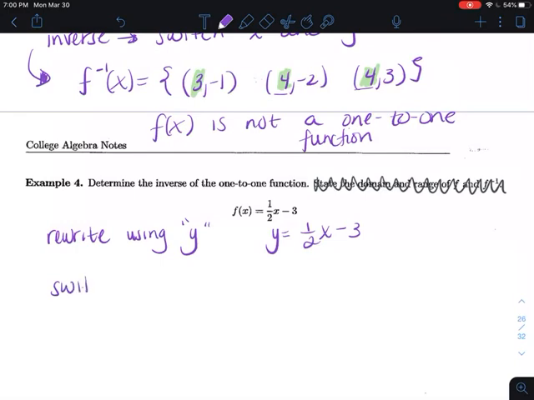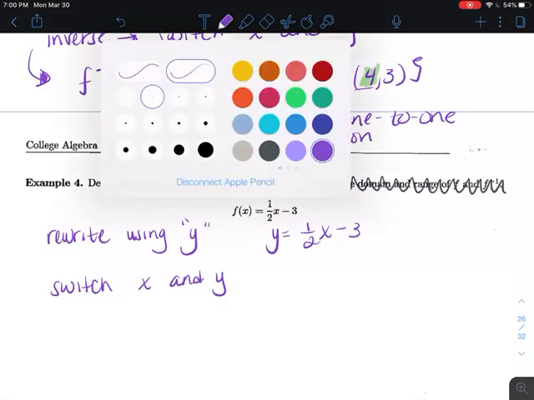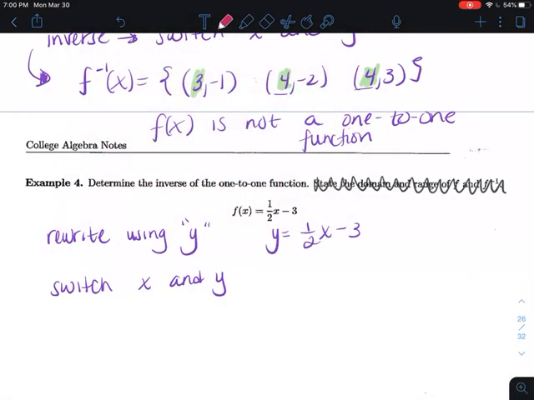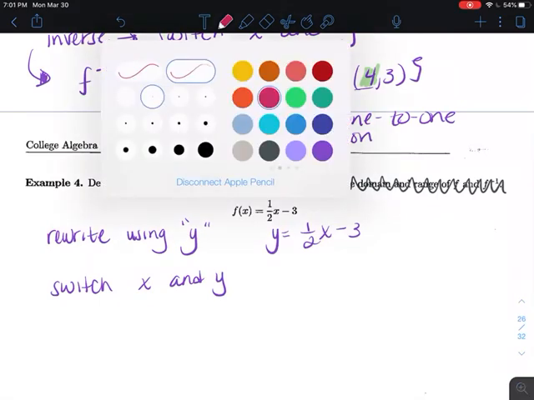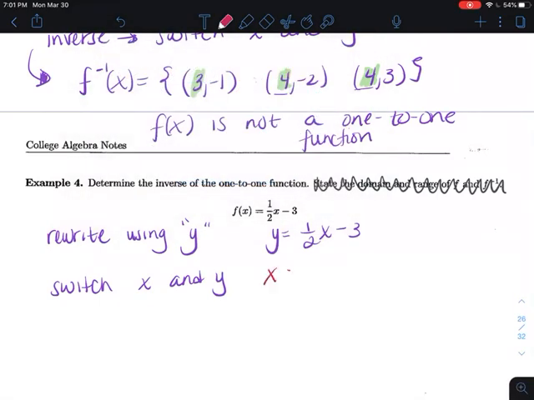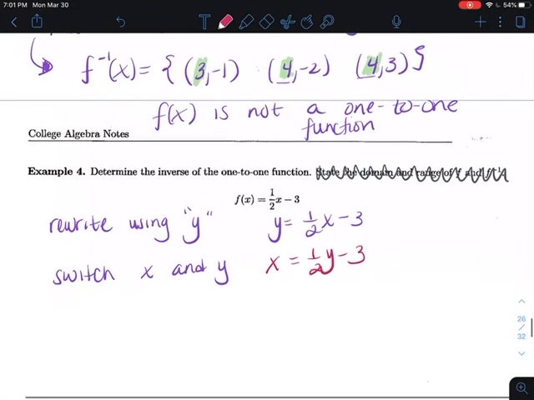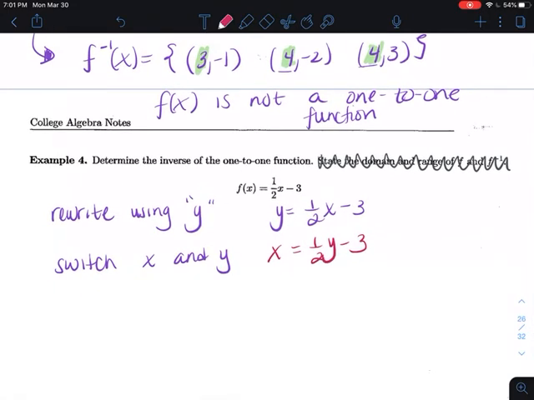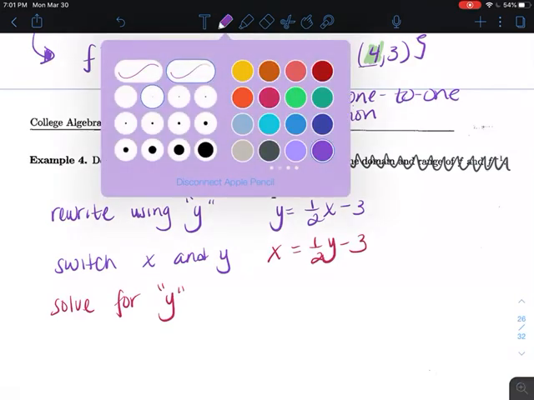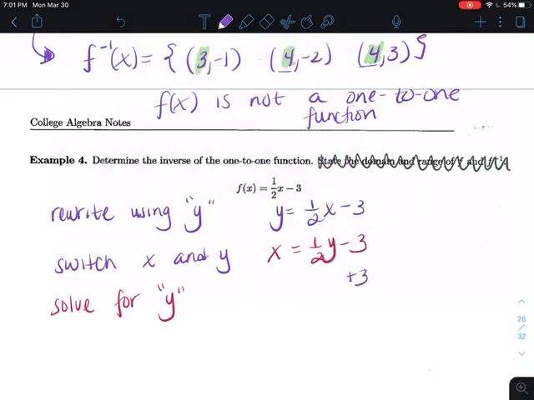Then you switch x and y. So wherever I see the letter x, I'm going to put y. And wherever I see y, I'm going to put the letter x. So this is x now, because I'm switching, equals 1 over 2y minus 3. So I switched the position of x and y, just like you did with the ordered pairs. And then the next step is to come back and solve for y. So you have to take this equation and solve it for y. So what I need to do first is add 3 to both sides.